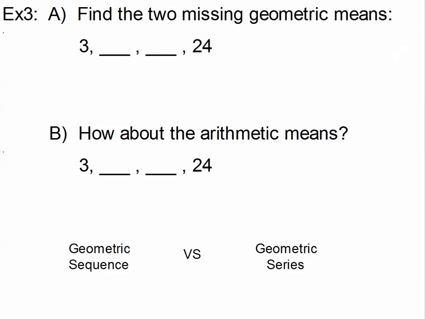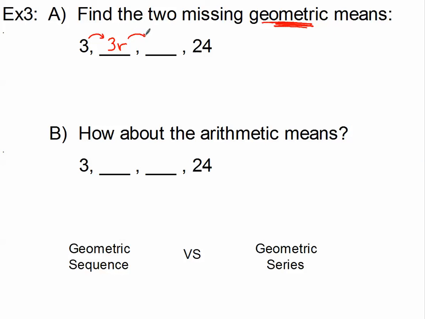Let's move on to our next type of example. Example 3 looks similar to one that we did in the previous tutorial. This time we're finding the two missing geometric means. The geometric means are the two numbers that would fill in this sequence such that the entire sequence becomes geometric. So I know that with geometric we're multiplying to get from one term to the next. I don't know what r is, but I know that 3 times r is going to be the next term. Whatever r is, I multiply by 3 and I get this.